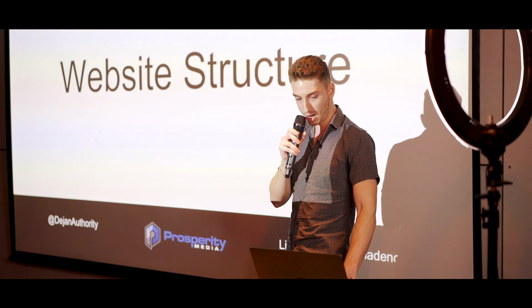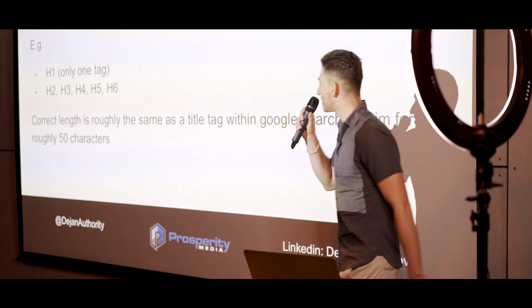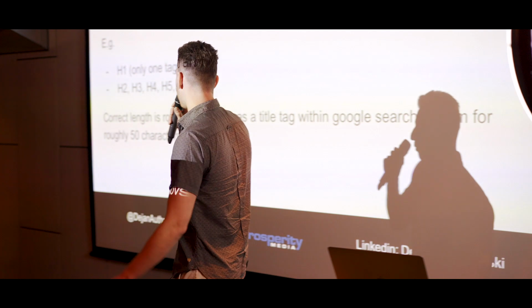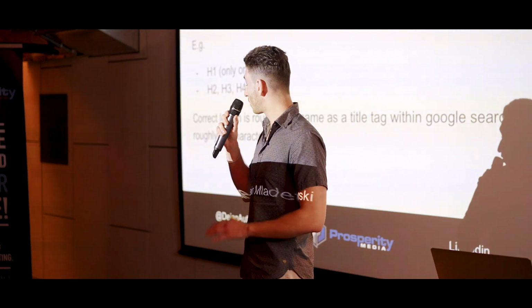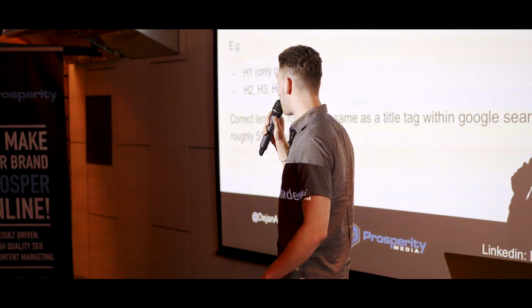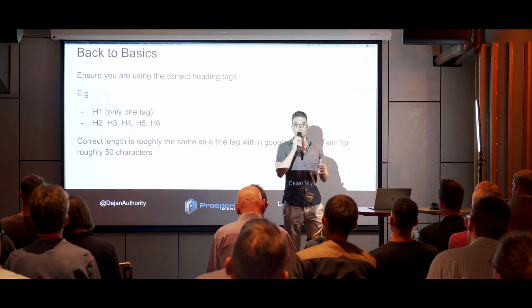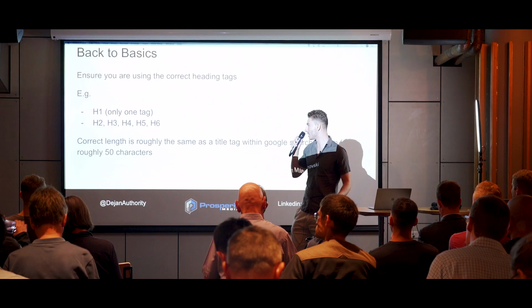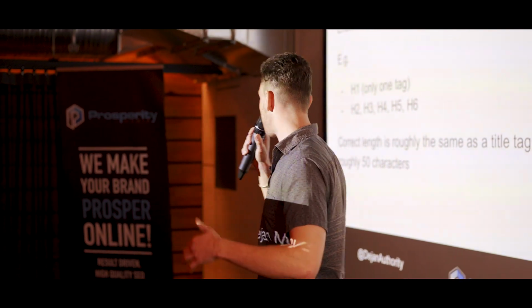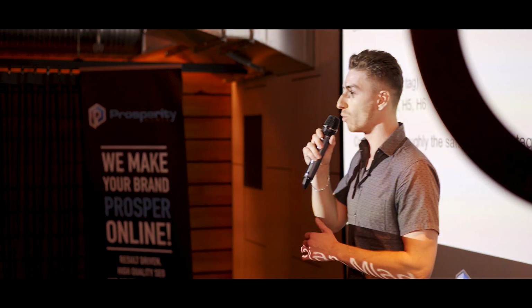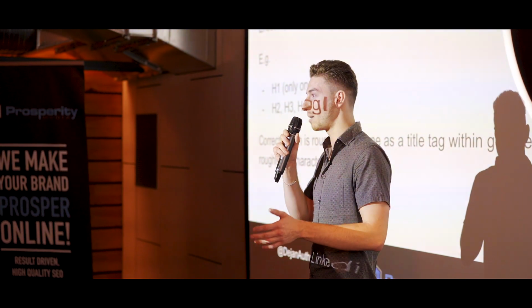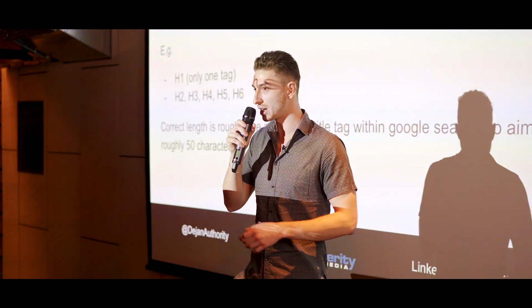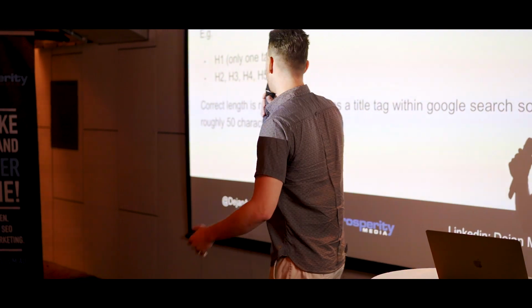So website structure. Let's go back to basics. So page one, I cannot believe the amount of sites I see that have more than one H1 tag. Think of the H1 as like a book cover, a book title. Make sure you only have one H1 tag. H2, H3, H4, H5, H6, I mean, they should be used in order of priority, right? H2s, you can have a few. Just make sure you're using them where required, when necessary.